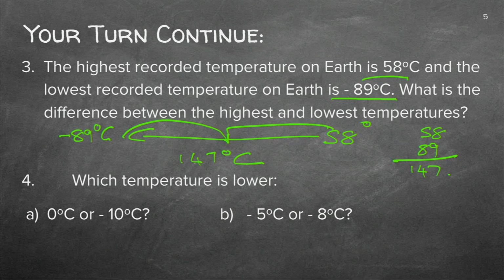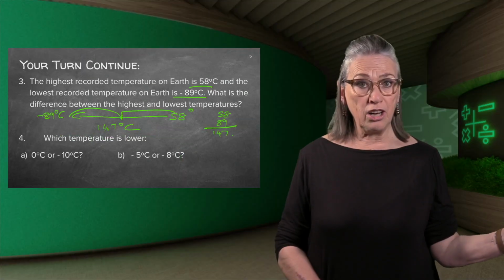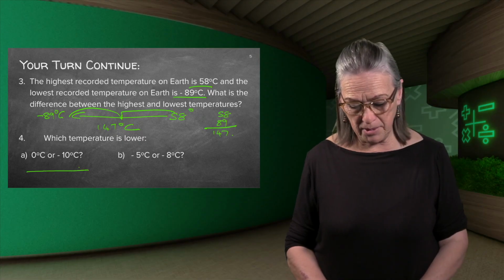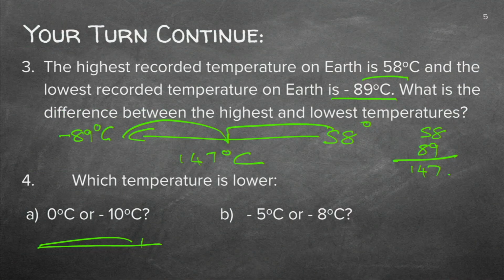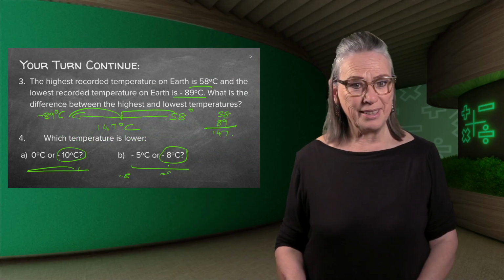Right. So these are just two very easy ones, just to make sure that you get this concept. Which temperature is lower? 0 degrees Celsius or -10 degrees Celsius? Remember, for lower we go left. So think of your timeline. Which one is lower? -10 degrees Celsius. Yes. And -5 or -8? Which one is lower? -8 degrees Celsius. Well done if you've got this correct.